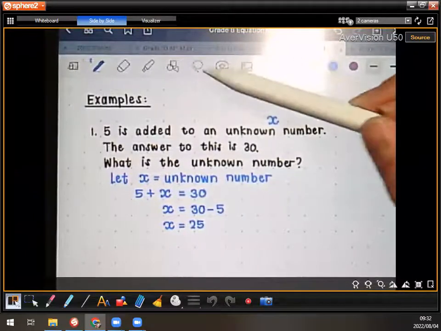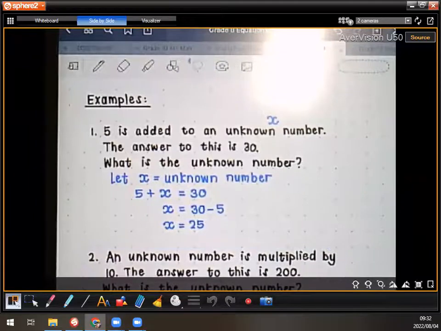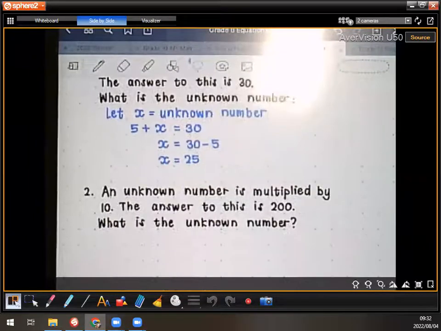Okay, next one. Number 2. An unknown number is multiplied by 10. Say the name of multiply now. So the answer to this is 200.